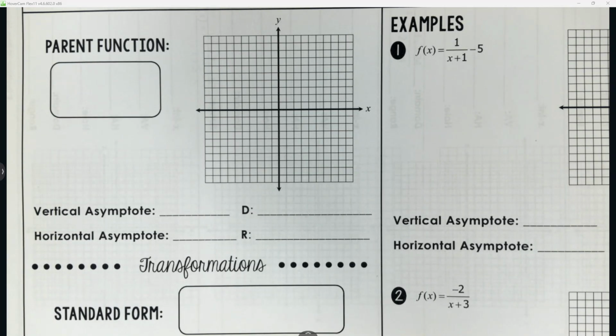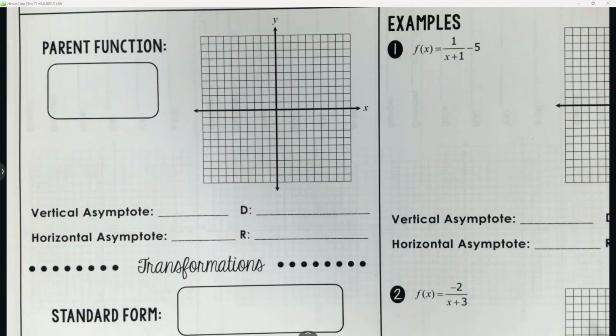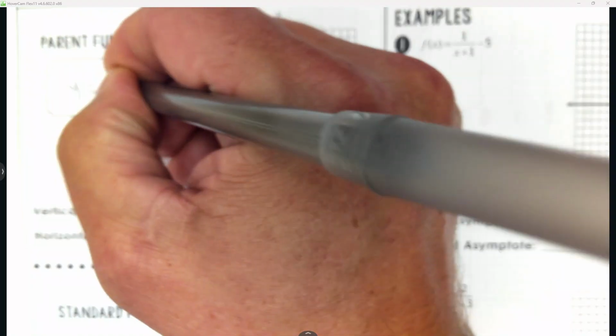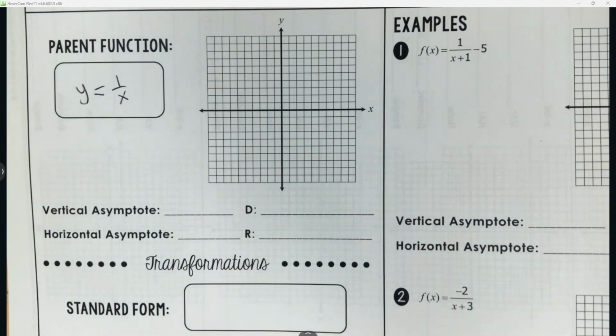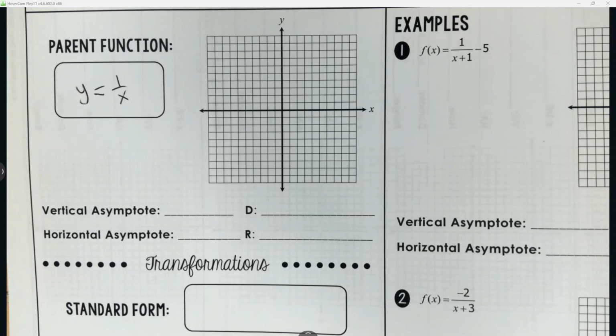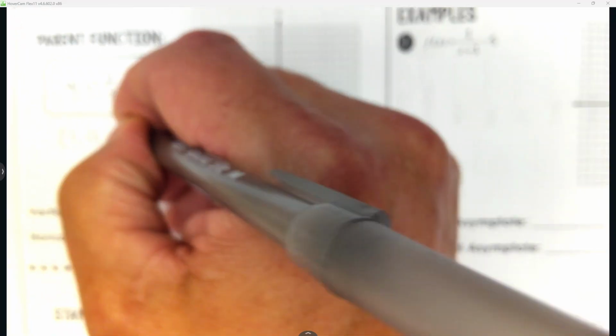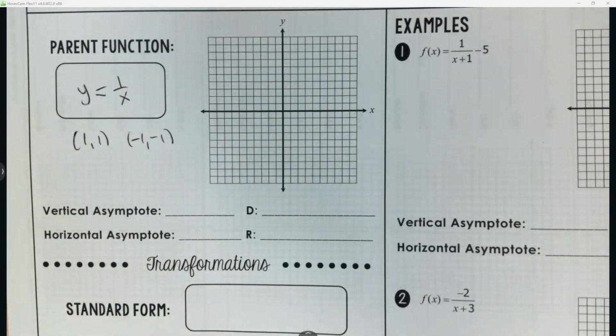All right, let's review reciprocal functions. Parent means the simplest version of that equation, which is just 1 over x. And then we have 2 points that we're going to put on our graph, which are (1, 1) and (-1, -1).